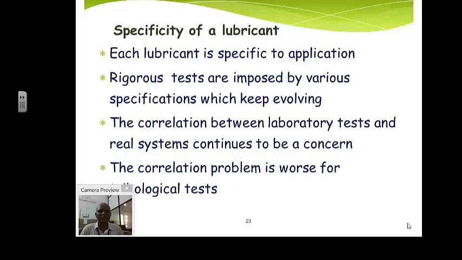Each lubricant is specific to a particular application. So we know that a gear oil is different from an engine oil. Also, a lubricant which is used in an anti-friction bearing cannot be used in a full-filling bearing like a journal bearing. So each lubricant is specific to that particular application.